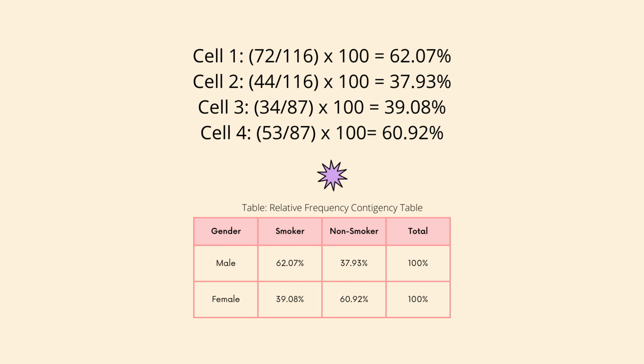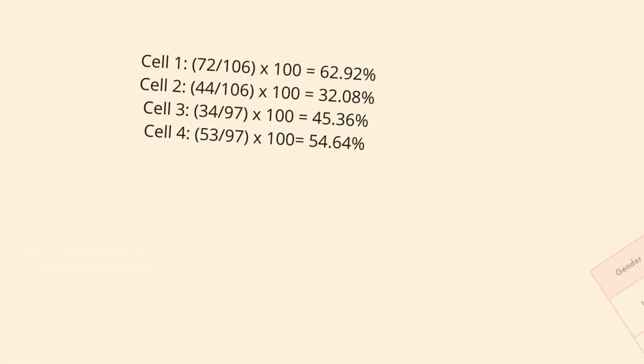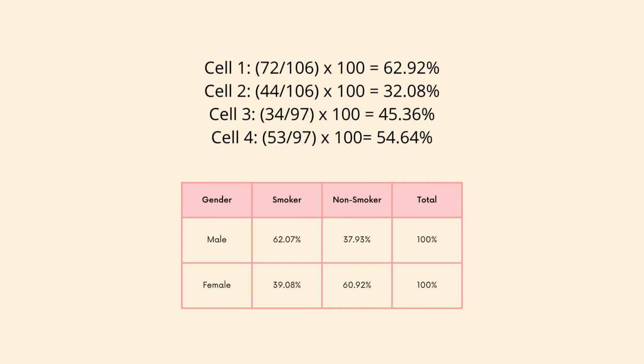This is because we have restricted gender. So each row gives us a conditional distribution of smoking status for each level of gender. Similarly, if we are interested in the conditional distribution for each level of smoking status, we divide each value by its column total because we are conditioning on smoking status.